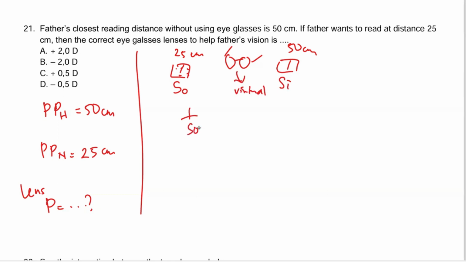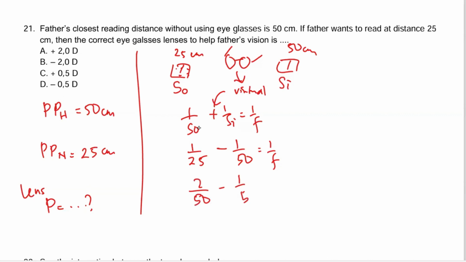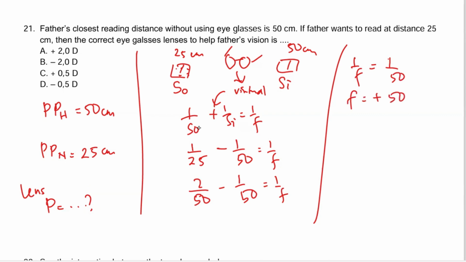So we get the equation 1 over SO plus 1 over SI equals 1 over F. Again, the SO is the punctum proximum of normal, 25. And then because it's virtual, it's going to be negative 1 over 50, equals 1 over F. So we count it. We make it the same: 2 over 50 minus 1 over 50 equals 1 over F. So 1 over F is going to be equal to 1 over 50. It's positive, right? So F is actually positive 50 cm.